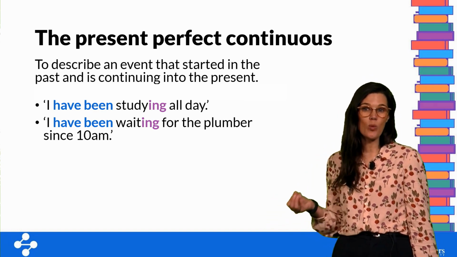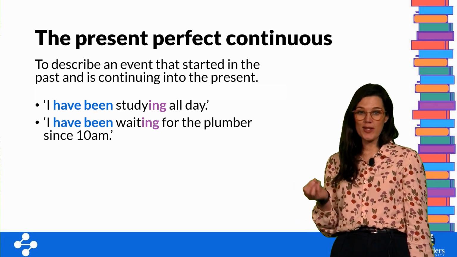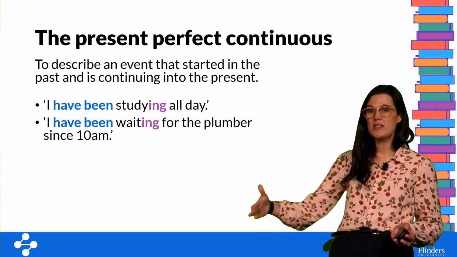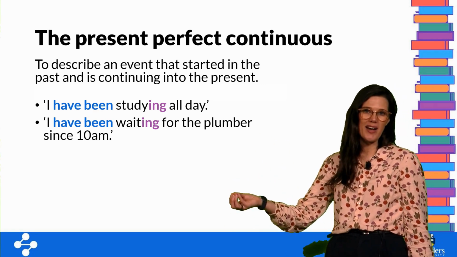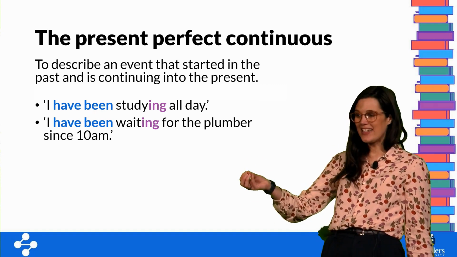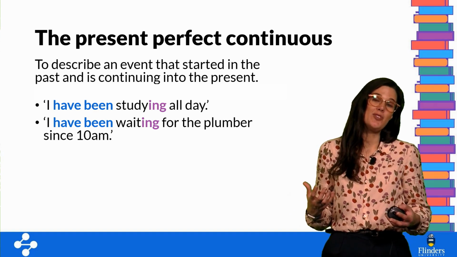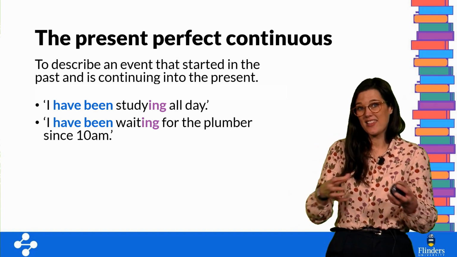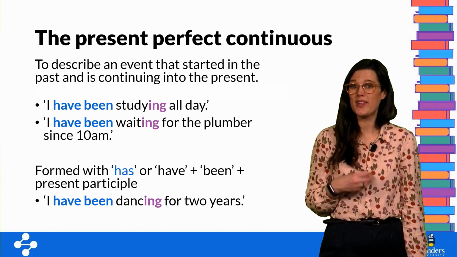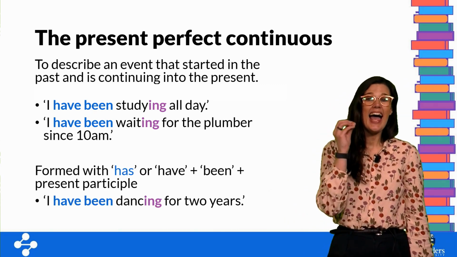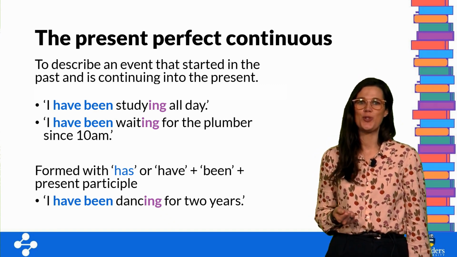Or, I have been waiting for the plumber since 10 a.m. I am still waiting, but I really want to emphasize that duration of time. It's more than just I am waiting for the plumber. I have been waiting. I'm emphasizing the past here. Maybe I'm super frustrated, so I'm emphasizing that I have been doing this in the past and I'm still doing it now. And it's formed with has or have plus been and the present participle. I have been dancing for 2 years.